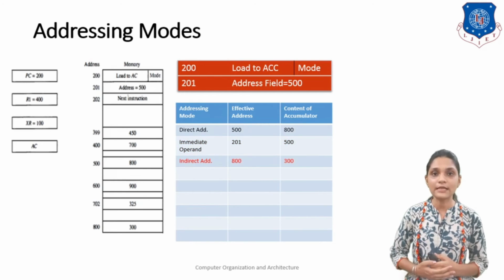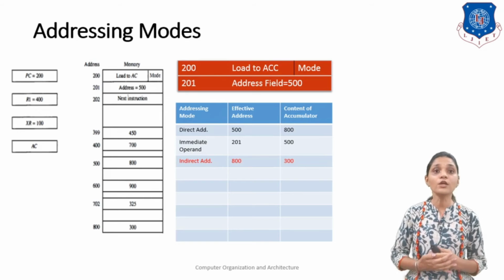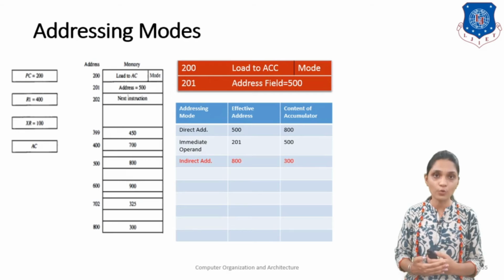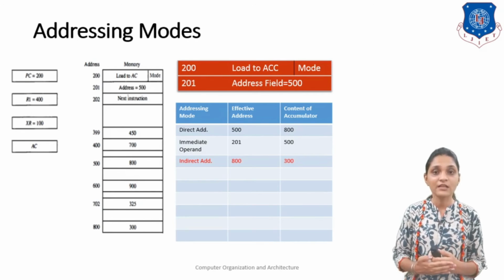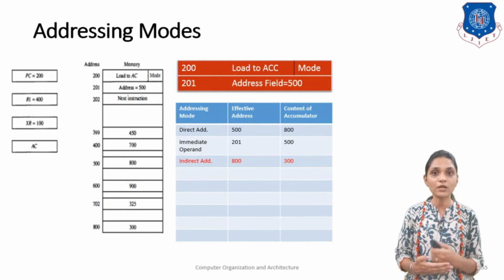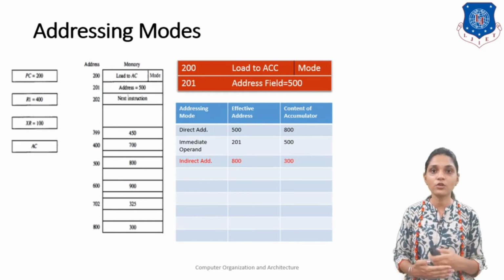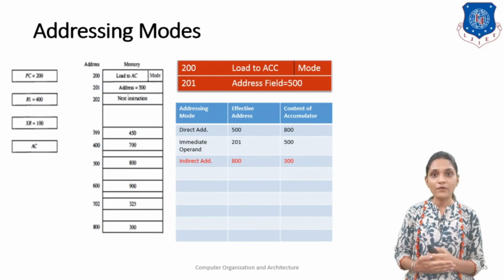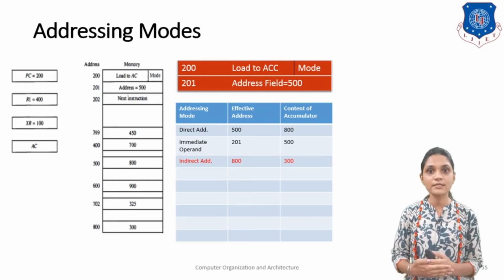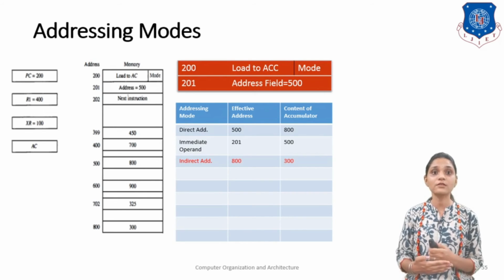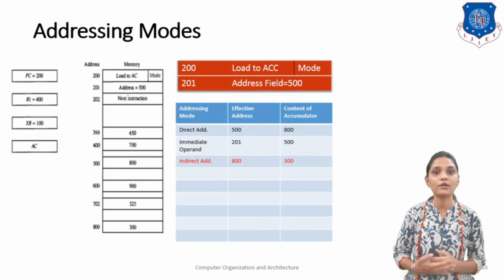Next addressing mode is indirect addressing mode. In this addressing mode, your address field is going to be used as the actual address of your operand. So here the address field is 500. So first the 500 location is checked, and at that location whatever the content is, that is your actual address, and from that location your data is accessed and going to be stored into the accumulator. So at the 500 location, 800 is stored. So 800 is your actual effective address. That address contains 800's content, that is 300. So that 300 is going to be stored into the accumulator by the end of this instruction.